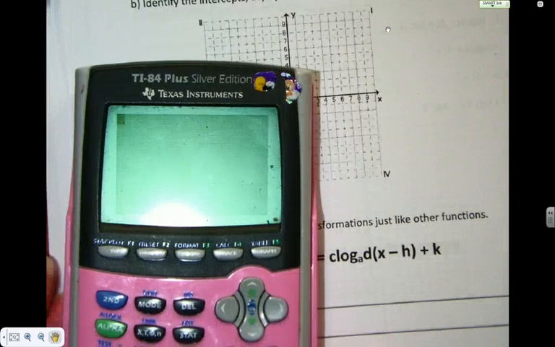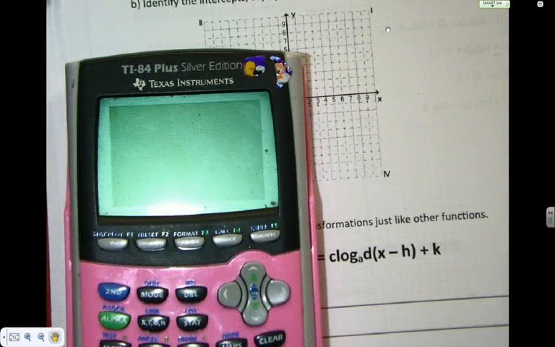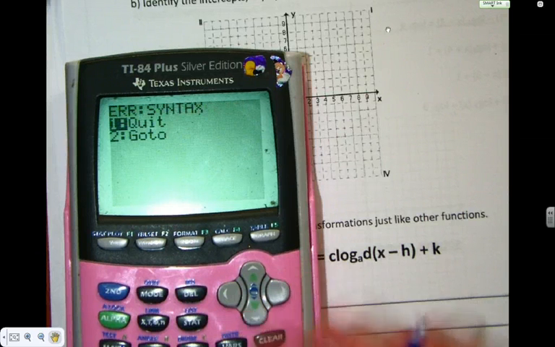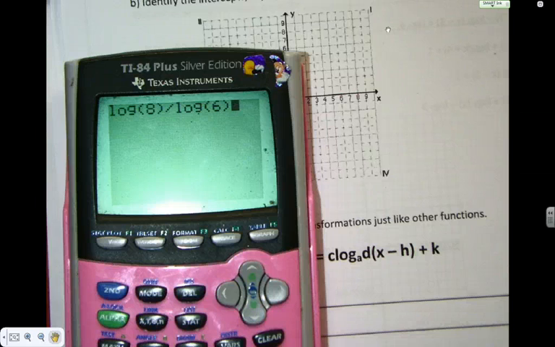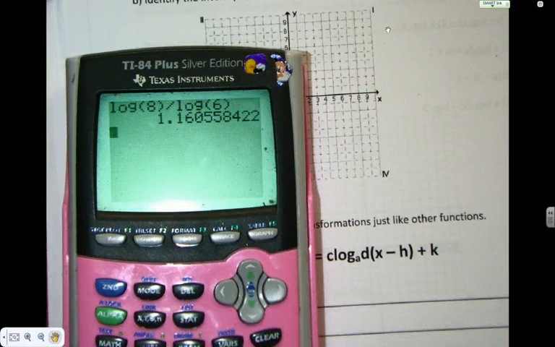So if I want to calculate log base 6 of 8, I'm going to put log of 8, close off the bracket, divide by log of 6, close off the bracket. Now, if you've got the new operating system, it should have given you a little subscript. Does anyone have that? Okay, so if you have that, you can go right to 6 and 8. You don't need to go through this step. Hit enter. Oh, don't hit enter. Don't put a negative at the end.